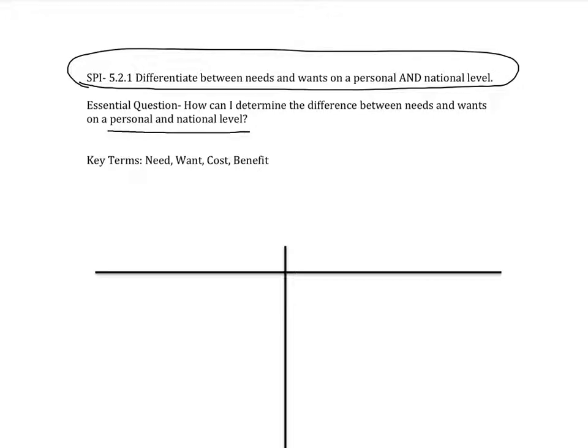Okay. Key terms that we need to know: need, want, cost, and benefit. We'll talk about cost and benefits a little bit later on. But first of all, let's make us a T-chart here. I think this will be a good way to differentiate between needs and wants to meet our learning goal.